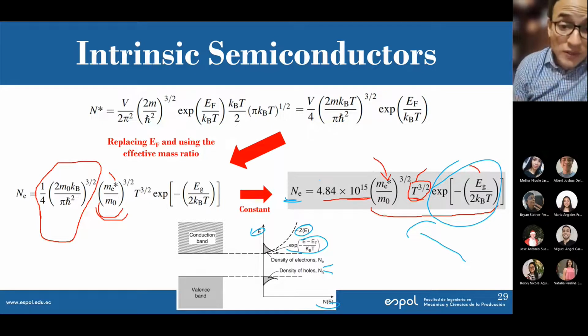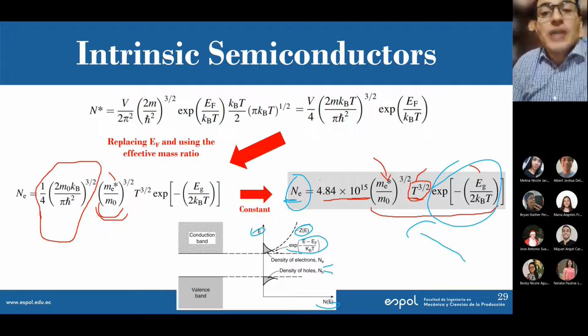Therefore, I can write an equation for the population density of electrons, and I can write an identical equation for the population density of holes, right? And it will be the same. It must be the same number.